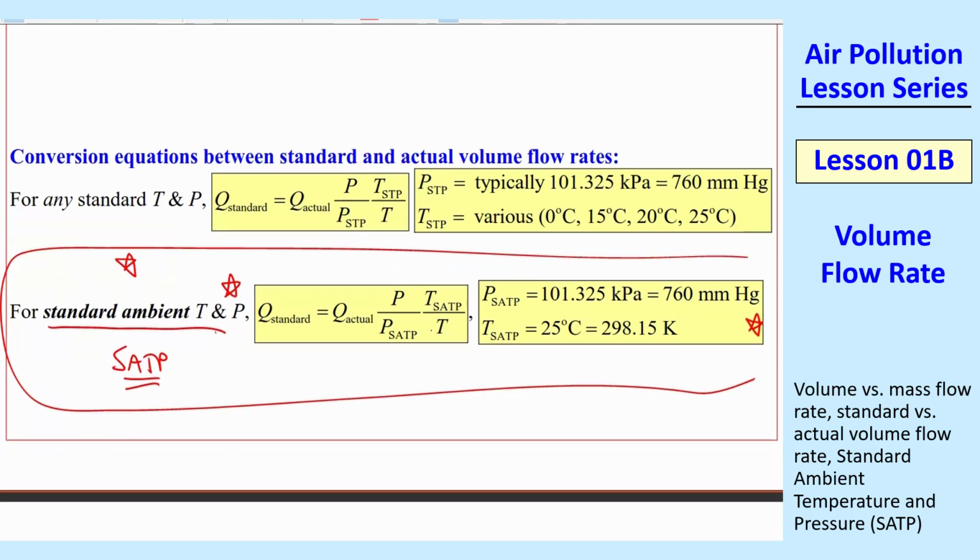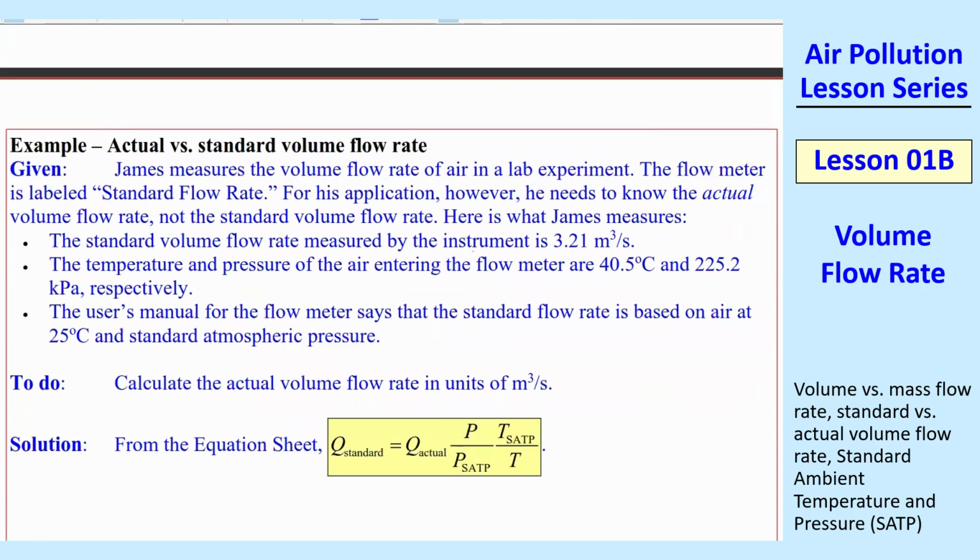And I just want to make a comment here that you always use absolute temperature and pressure. Never use temperature in degrees C when you do equations like this. It will not be correct. Never use gauge pressure. You use absolute temperature and absolute pressure so that you don't make a mistake in your calculations. All right, let's do some examples.